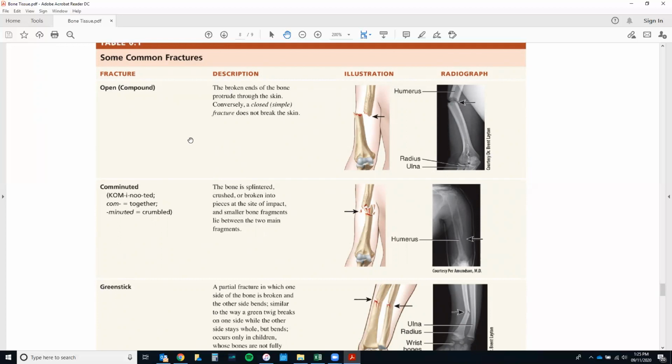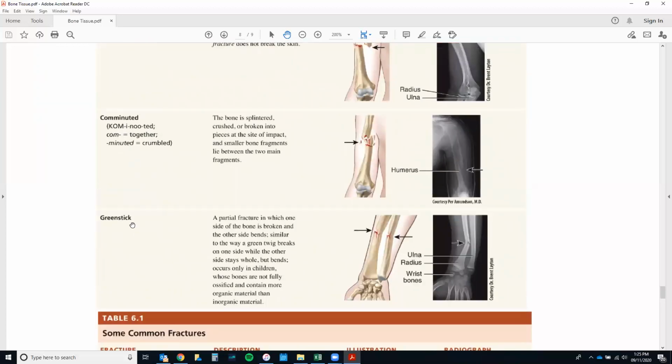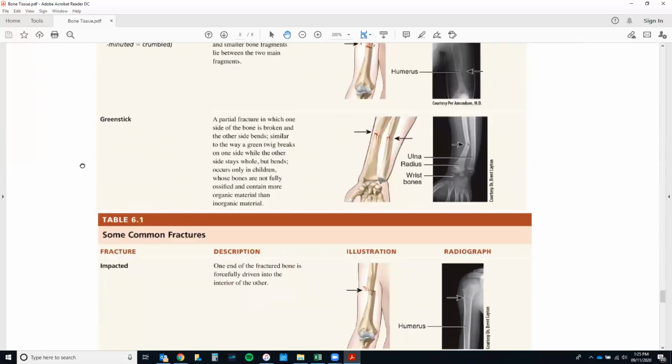Typically, an x-ray is needed for what we call a closed or simple fracture, which would be one that doesn't break the skin, which is what all of the rest of these are listed as a form of. The next type, comminuted, another very bad fracture. You can see the picture. It kind of looks like the bone's just been exploded into many pieces. So at the site of impact, small bone fragments slide between the two main bone fragments. Probably going to need a surgical procedure, kind of like Humpty Dumpty, put them back together again.